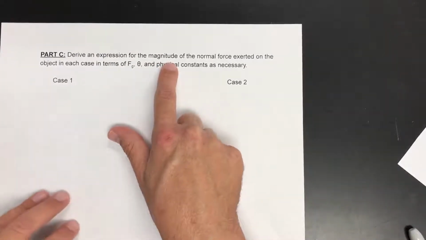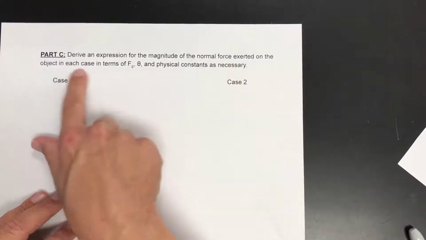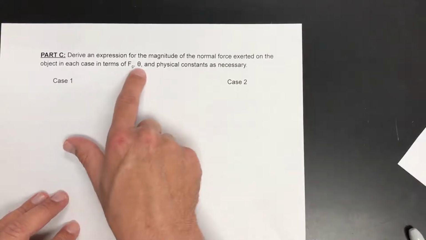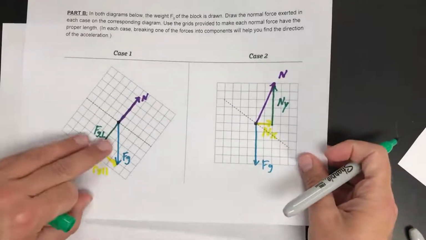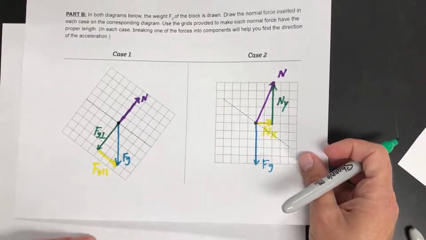So it says, derive an expression for the magnitude of the normal force exerted on the object in each case in terms of Fg, theta, and physical constants as necessary. So Fg is fine, we don't need to make it mg. So in this case right here, our inclined plane case, let's start with that one.